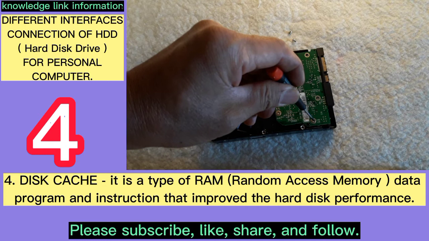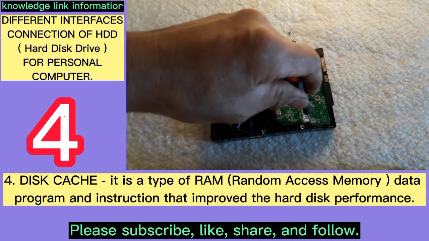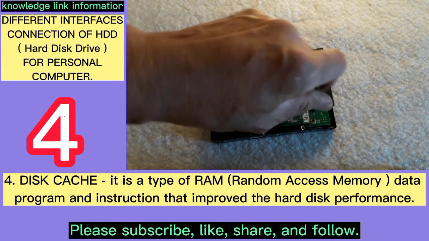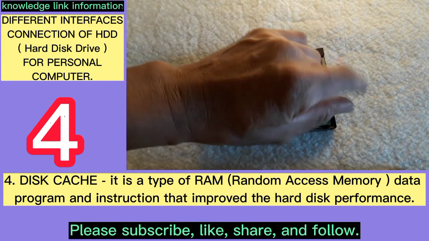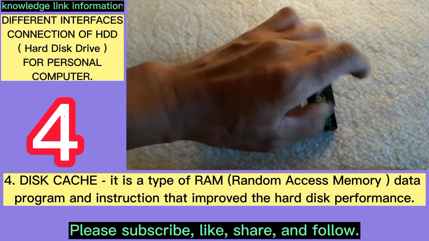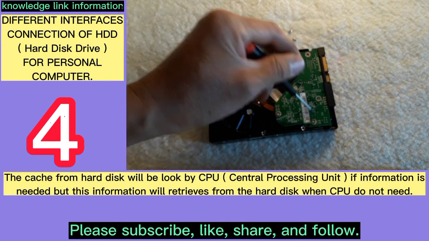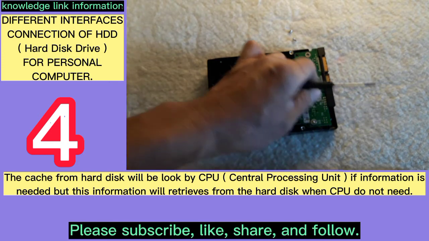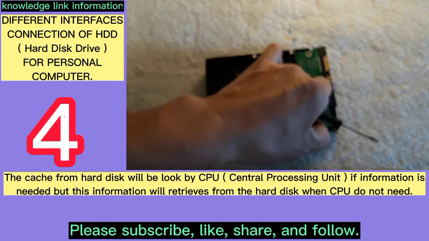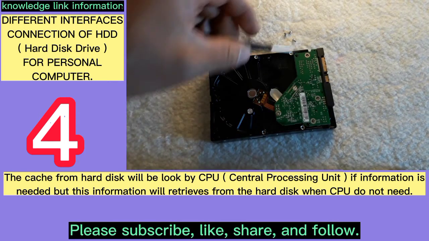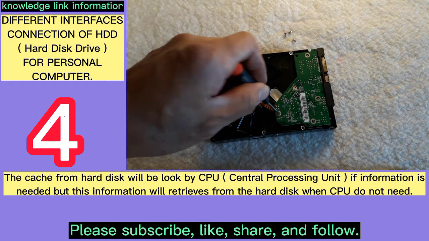Number 4. Disk Cache. It is a type of RAM or Random Access Memory, data, program and instruction that improves the hard disk performance. The cache from the hard disk will be locked by the CPU or Central Processing Unit if the information is needed, but this information will be retrieved from the hard disk when the CPU does not need it.